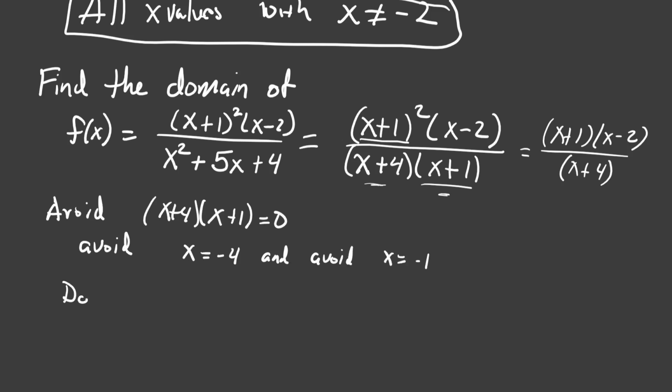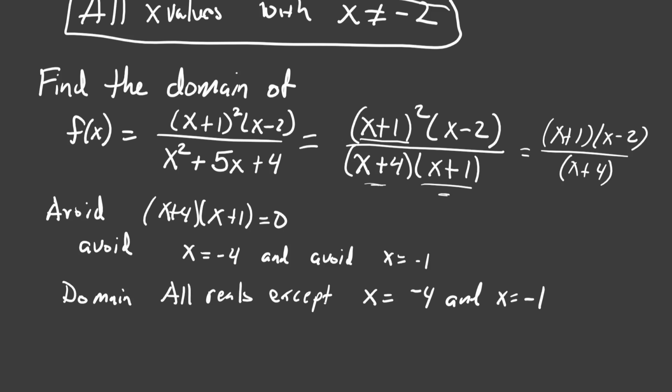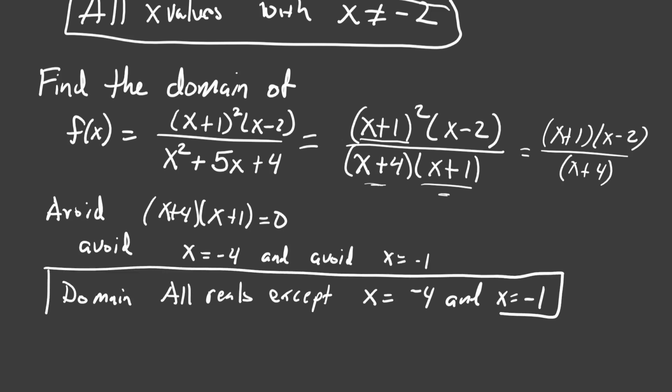So the domain is all reals except x equals negative 4 and x equals negative 1. So that's the answer to find the domain of this rational expression. Even though it simplifies, right? Even though it's simplified up here, I don't have an x plus 1 in the denominator after I simplify, we still don't want to include that minus 1 in the domain.